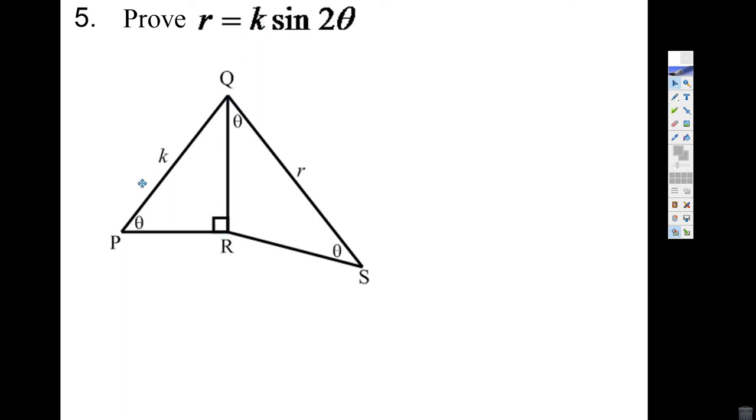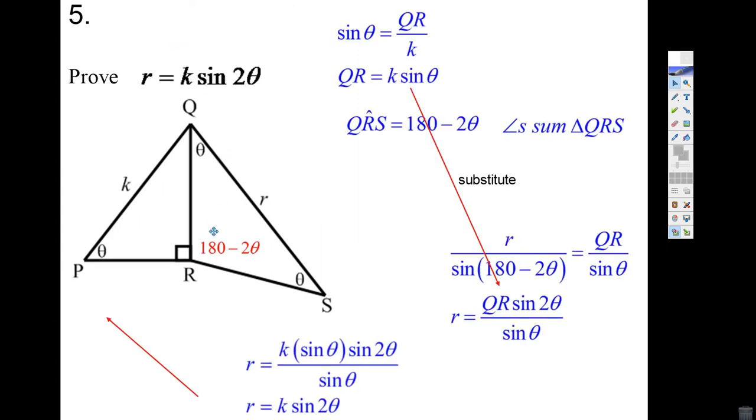Well, if we use QR and K and we're looking at the only angle we've got, theta, QR is opposite. That's theta, by the way. QR is opposite theta, and K is the hypotenuse. So that explains why we've got our first step here. QR over K equals the sine of the angle. Well, there, we're off to the races here. We can multiply by K, and we get K times the sine of theta equals QR.